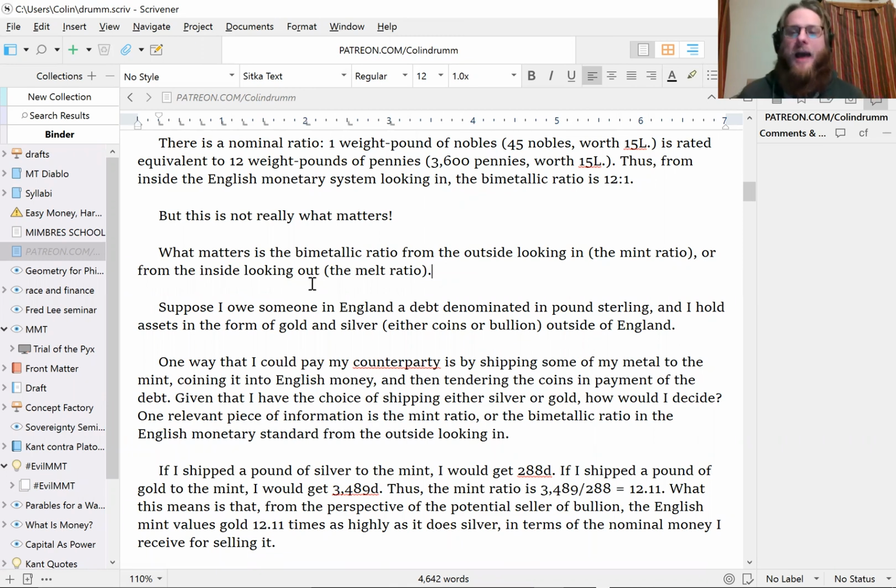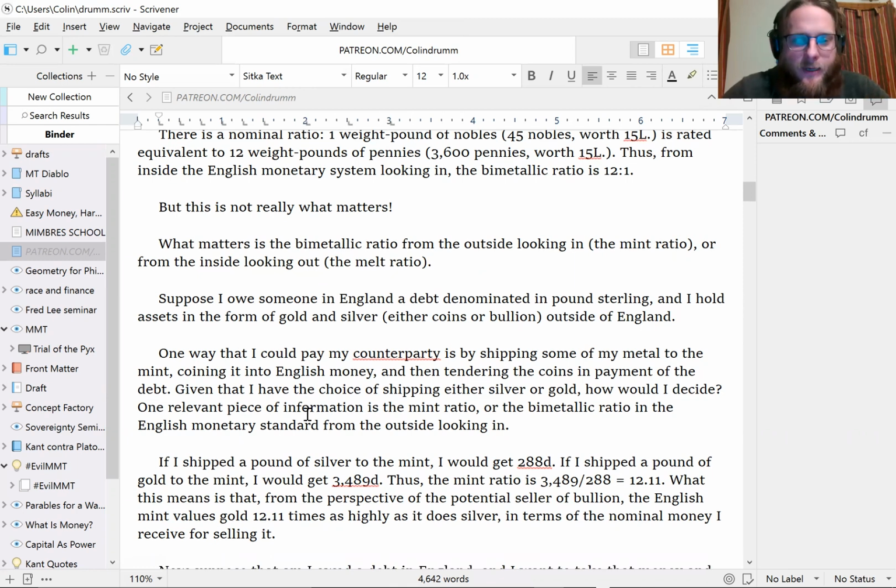The mint ratio is from the outside looking in. I'm outside of England, and I think I might want to go to the English mint and sell them bullion so that I can get some English money. So I'm outside looking in, and the mint ratio is going to tell me how much the mint is valuing one metal against the other. But I might also be inside the English monetary system looking out. In that case, I have English money and I want to go someplace else with it. Now what's going to really concern me is the melt ratio, which is the ratio of what the different coins yield in the melting pot.